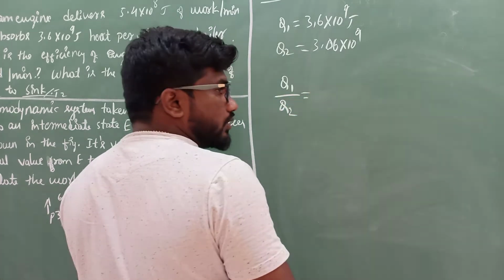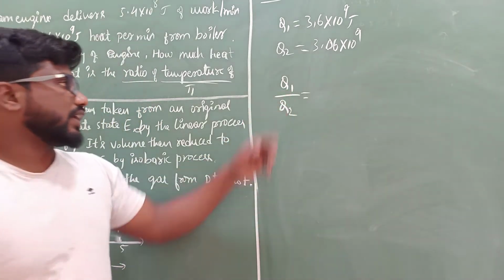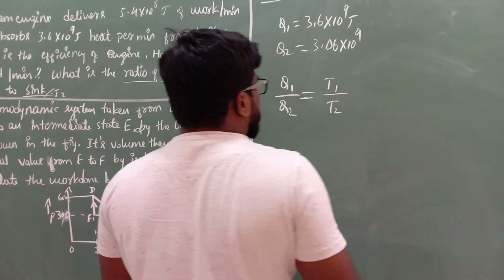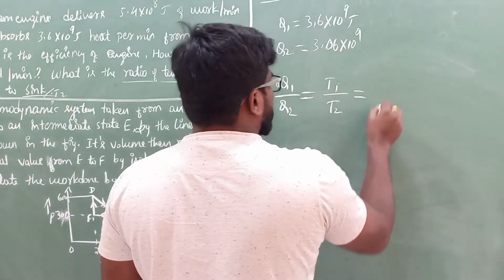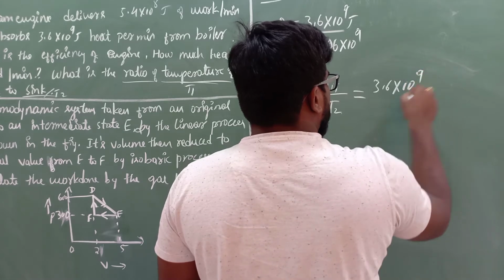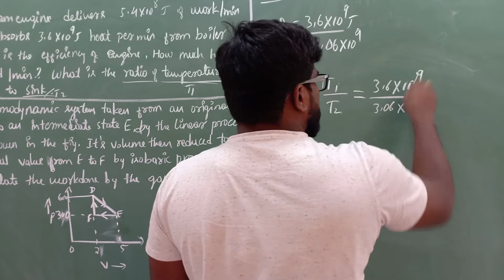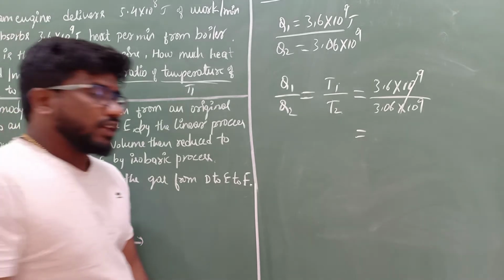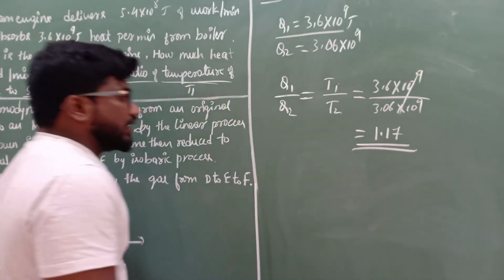We have a relation in finding the value of efficiency of a heat engine. So we can write Q1 by Q2 as T1 by T2. What is the temperature at Q1? It is T1. What is the temperature at Q2? It is T2. So that is equal to, what is the value of Q1 now? 3.6 into 10 power 9 divided by 3.06 into 10 power 9. So these two will get cancelled. When you divide 3.6 by 3.06, you will get the value 1.17. So this will be the final answer.